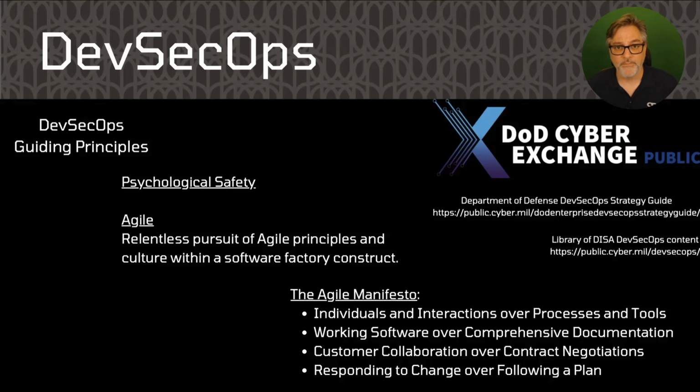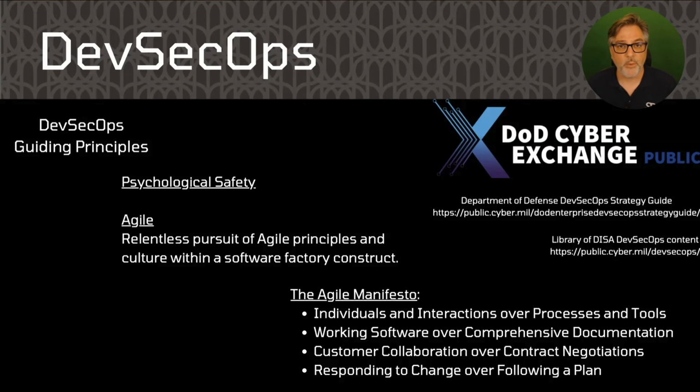Next up is Agile, the relentless pursuit of Agile principles and culture within a software factory construct. Now, we've talked about Agile before when we were looking at Waterfall versus Agile methodologies for project management, but that applies even within DevSecOps, which is why I brought it up before, and it's reinforced here. The Agile Manifesto is 4 key phrases that are used in order to guide how Agile gets done. Now, I don't presume to be an Agile expert, but these principles are what really drive Agile. And so here we go.